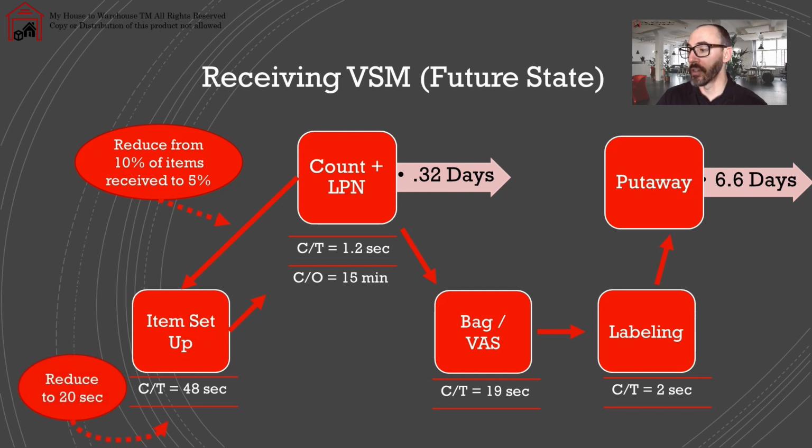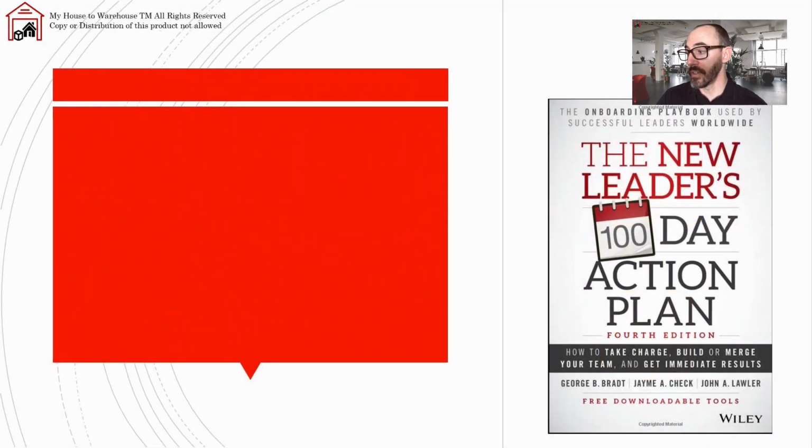Next, we want to try and improve our process. So number 4 and 5 is to increase the speed, so reduce the cycle time associated with getting those items set up that require setup. So we're going to try and get that down from 48 seconds to 20 seconds with those improvements. So those will come later. So this is our future state.